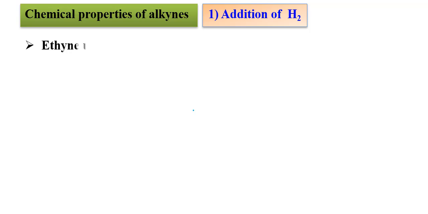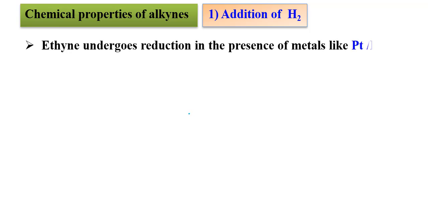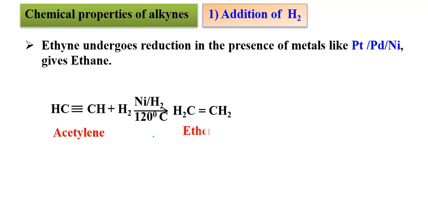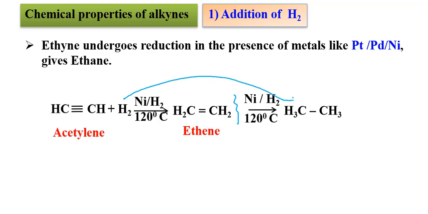Addition of hydrogen. Ethyne undergoes reduction in the presence of metals like platinum, palladium, nickel, gives ethane. You can see the chemical equation here. Acetylene reacts with hydrogen in the presence of nickel at 120 degrees, it forms first ethene, immediately reacting with one more hydrogen forming ethane. We cannot stop this reaction at alkene. It will continue up to alkane.